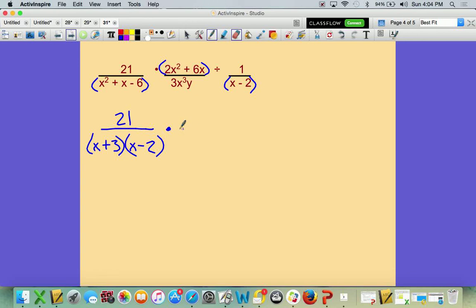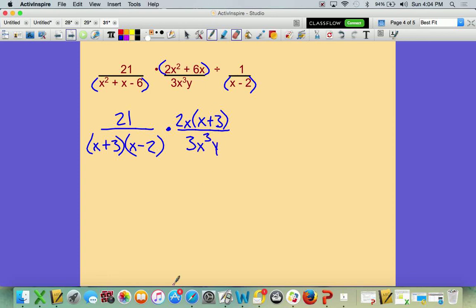Times, then for the next one, remember, first step is always to take out whatever you can. So we can take out a 2x, and then we're down to x plus 3. Remember, when you take this stuff out, that's like dividing. 2x squared divided by 2x leaves us an x. 6x divided by 2x leaves us a 3. The bottom here stays the same for now.